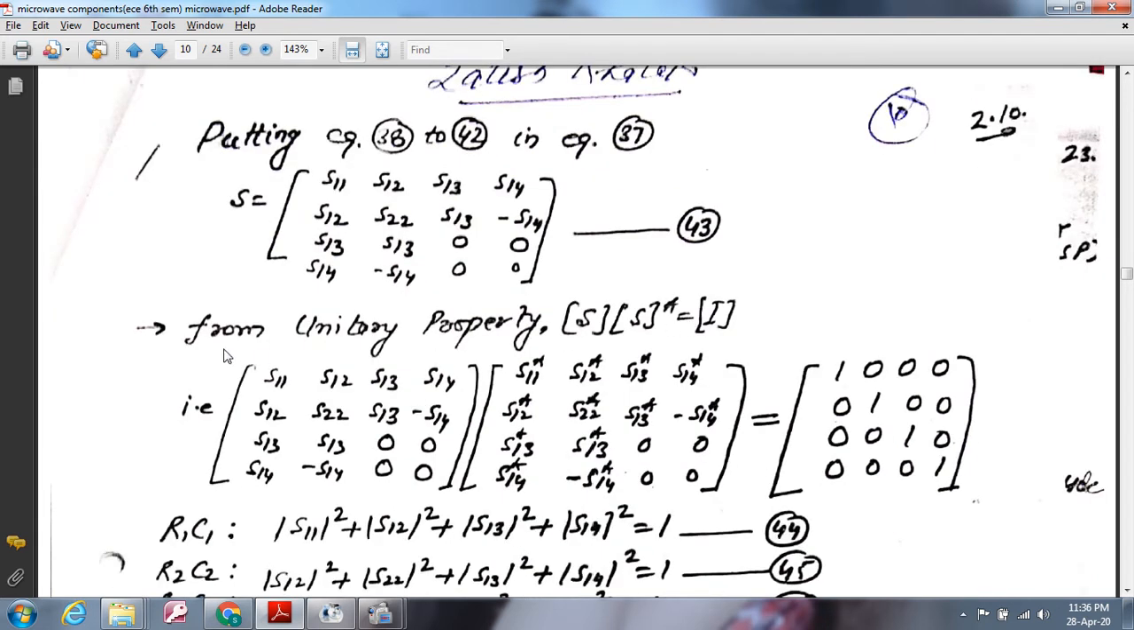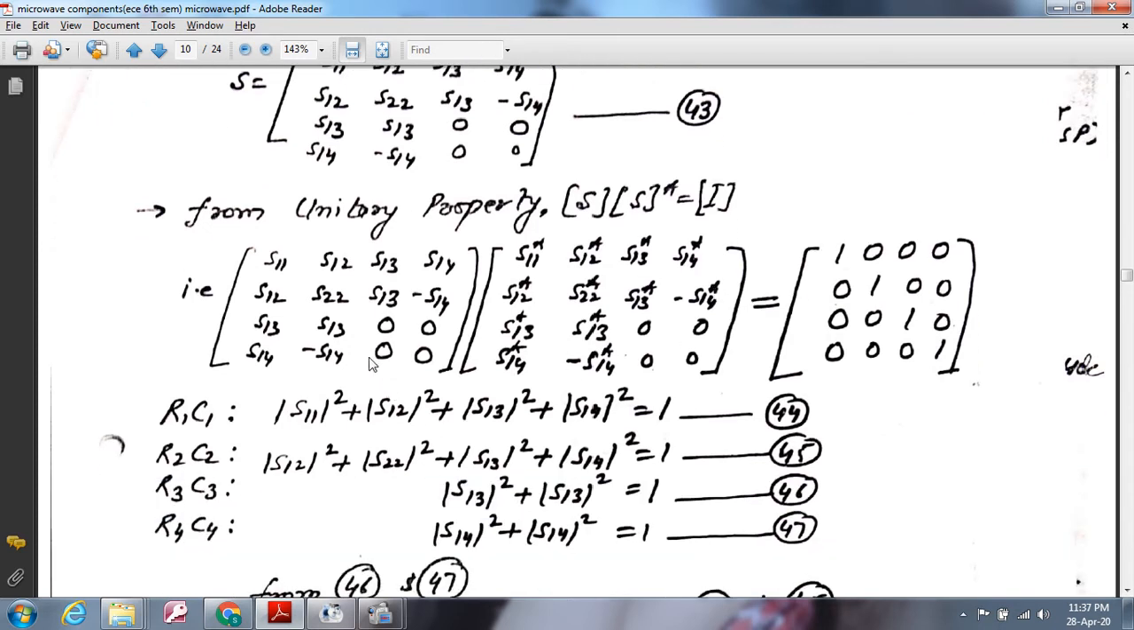Now we apply the next property of our S matrix, that is the unitary property, in which the multiplication of the matrix and its complex conjugate will be equal to the unit matrix I. So if this is your S matrix and this is the S star matrix, this multiplication will be equal to this diagonal unit matrix, where the diagonal elements are 1 and the rest of the elements are 0.